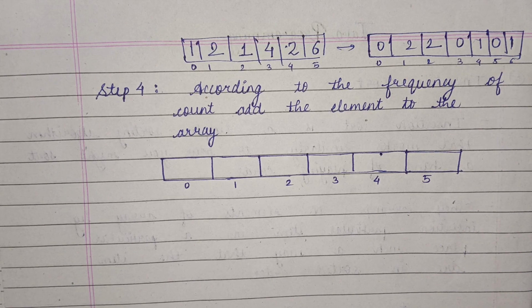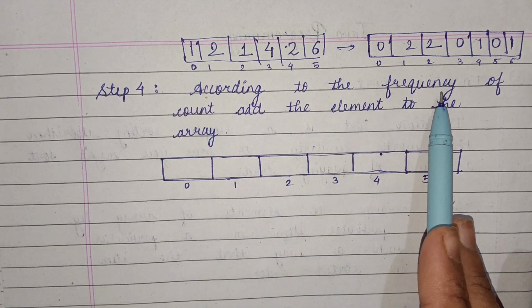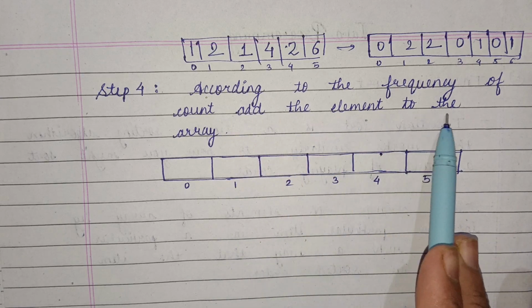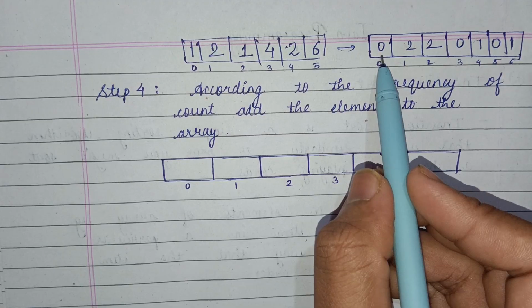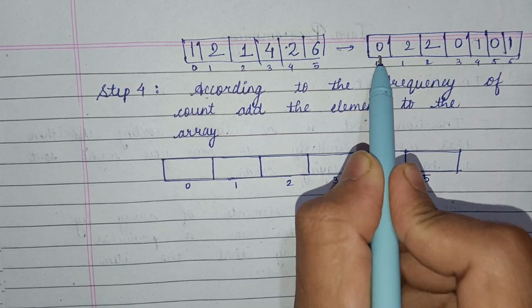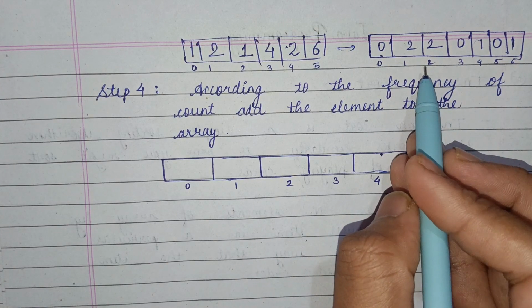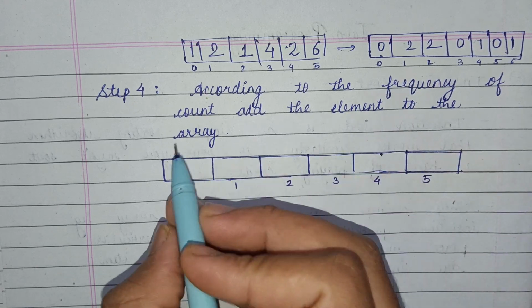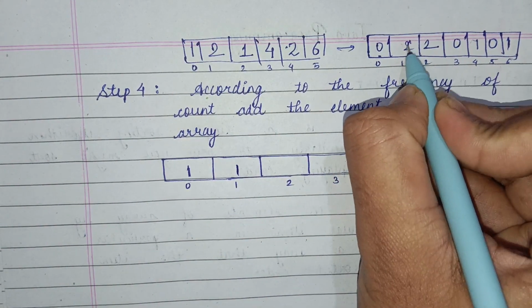Then the fourth step is to add the elements to the array according to the frequency count. The frequency count of 0 is 0 only, so we will not add anything. The frequency count of 1 is 2, so we will take 1 and 1, and this count will be 0.